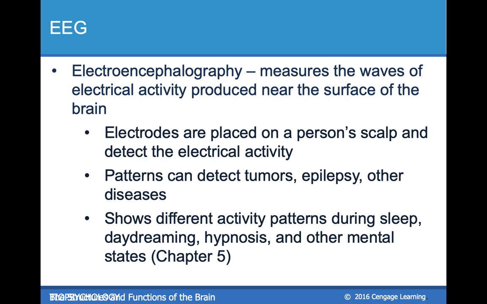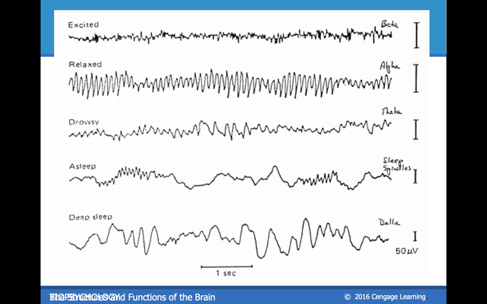So if the person is, say, having a seizure, you can actually see this wave of activity, this lightning bolt of activity occurring in different parts of the brain. So we can detect tumors, epilepsy, and other diseases. And you can also see different patterns of activity during different activities that the person's doing. So sleeping, daydreaming, hypnosis, other mental states like being under the influence of drugs, you can actually see those changes even on the surface of the brain. We'll talk more about those in chapter 5.